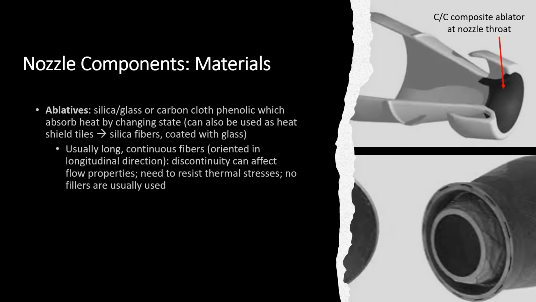The nozzle contains a lot of ablatives, so the composites used will be glass or carbon cloth phenolic, which has the ability to absorb heat as it changes state. In heat shield tiles, silica fibers are used because they are great insulators, and the nozzle extensions are usually made from high-temperature carbon-carbon composites due to their good thermal and mechanical properties.